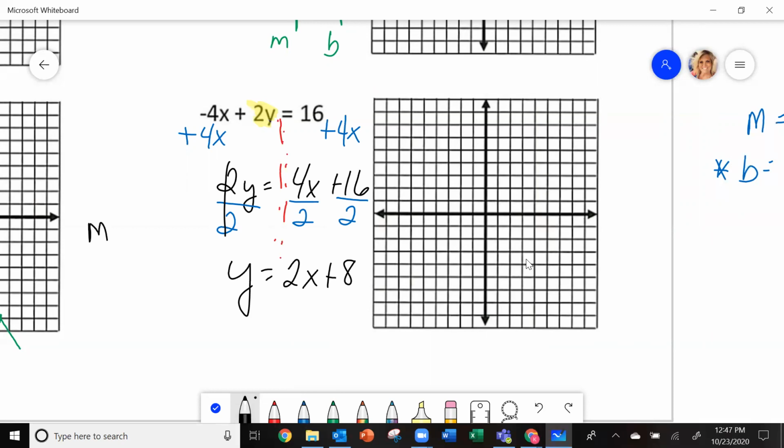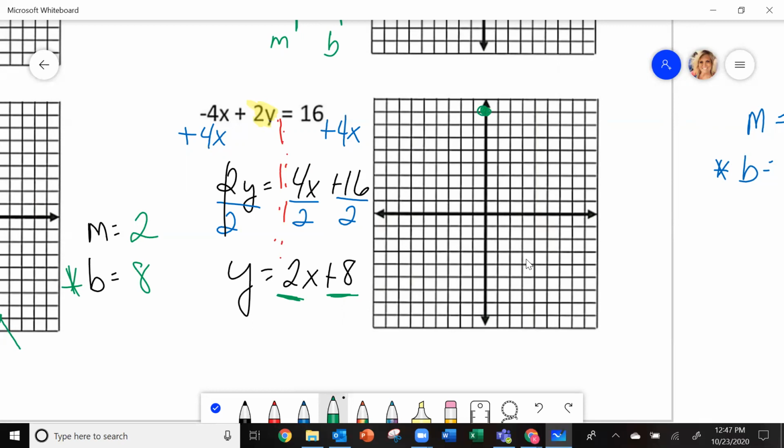So my slope and my y-intercept. My slope is 2, the number in front of the x. My y-intercept is 8. Start at the y-intercept. 1, 2, 3, 4, 5, 6, 7, 8 up here.